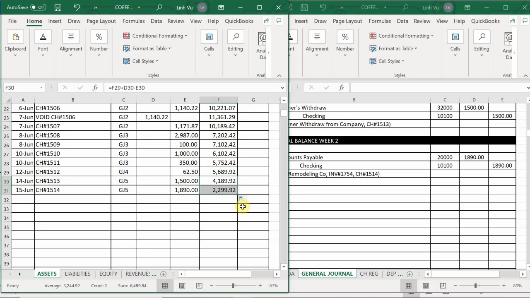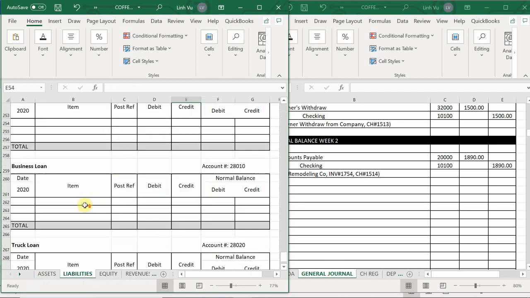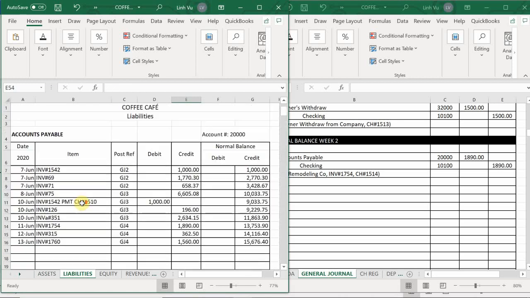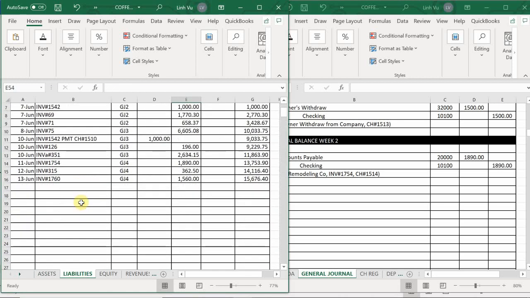What was the cleaning portion again? So we just updated the checking account, right? What was that check out for? That check was to make a payment to a liability, right? Oh, I see. So we need to update our liability as well. Yep, go to the accounts payable.